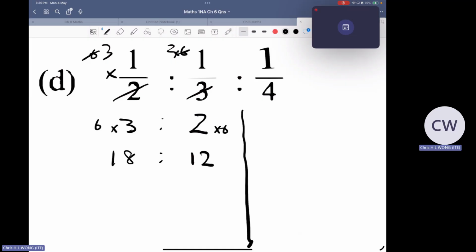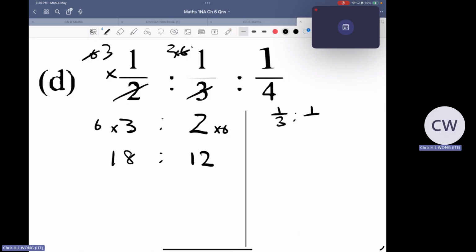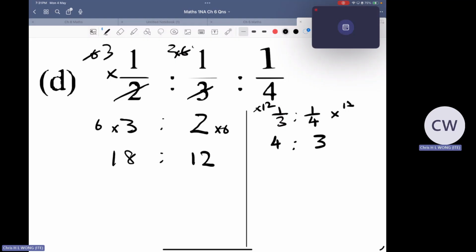The second number is actually this one, right? I'll start with this again. I will have 1/3 is to 1 over 4. To make it into a number, I'll take away the denominator first. 3 and 4, the LCM is 12, right? So I will times 12. Is it okay? So what do you have? I will have 4 is to 3.